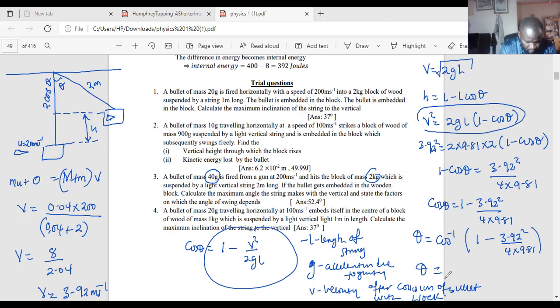Theta is 52.5, which is approximately the same as that.